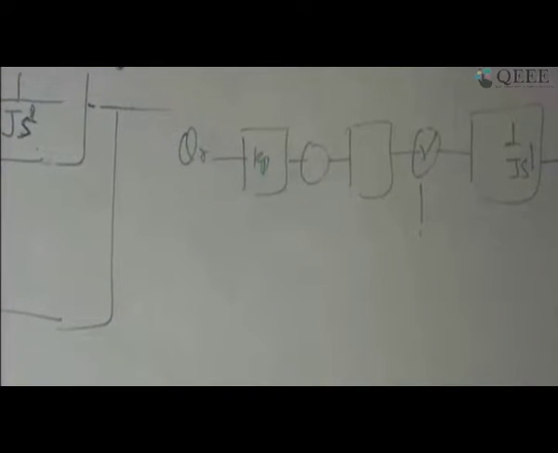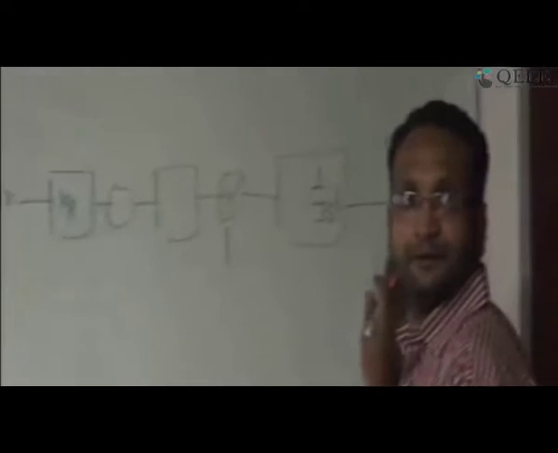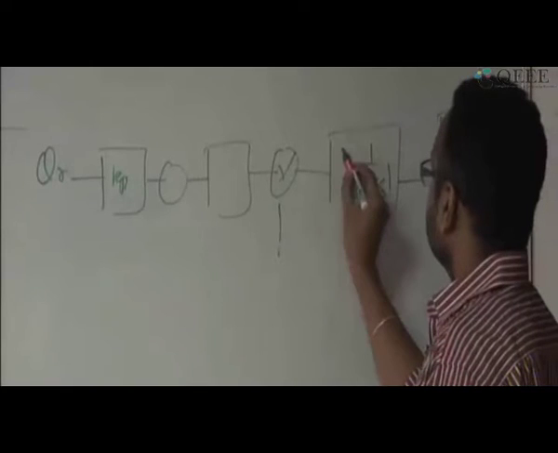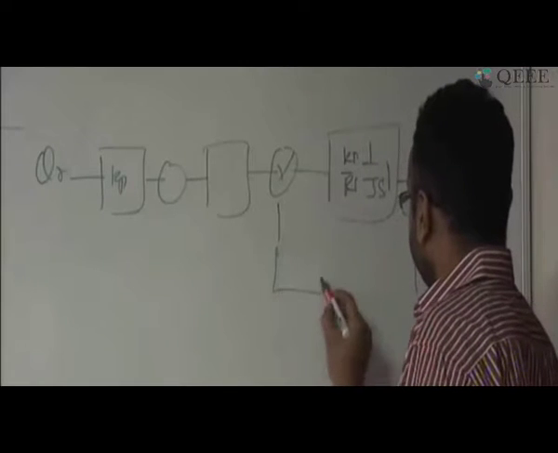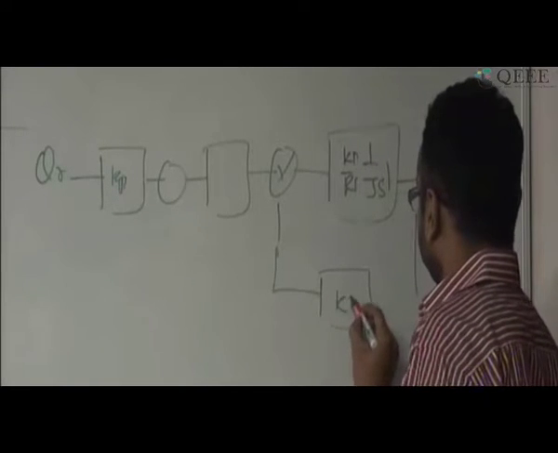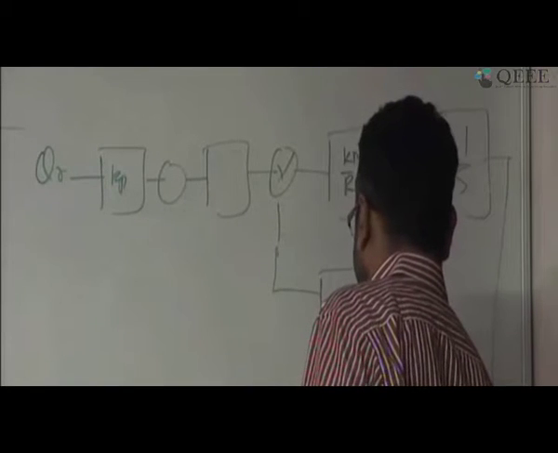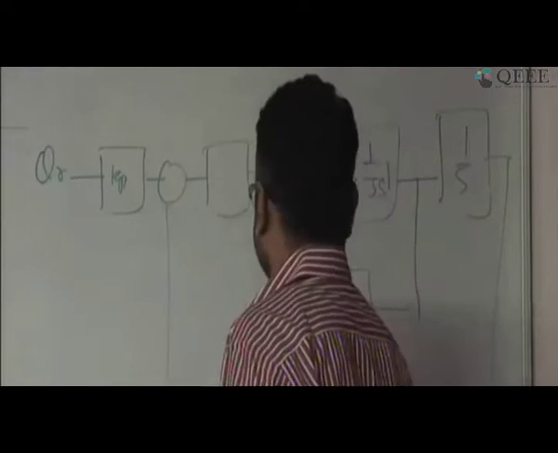Okay. So 1 by Js and 1 by S, I have written it. Is that fine if I write it here? Okay, fine. And this is the sum term like Kt by Rf. Now this term Kt I have added here. And this remaining thing is as it is.